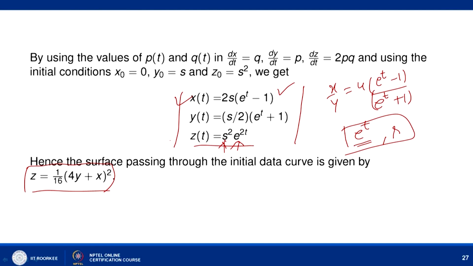Now, this is equally fine, but many a time people want that we should have an equation of the surface in terms of z equal to some function of x and y. For that we have to remove the parameters s and t, and that we can do from this, and we have an integral surface after removing the parameters s and t.